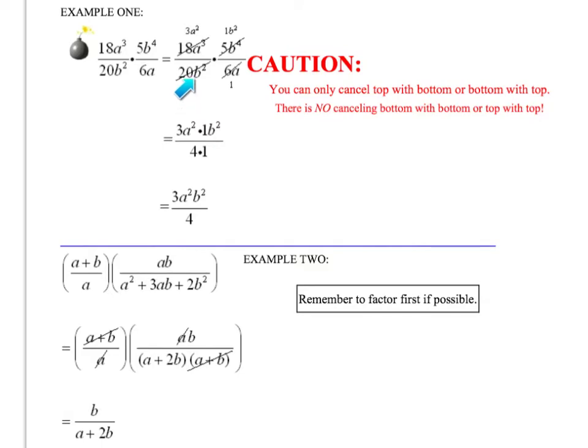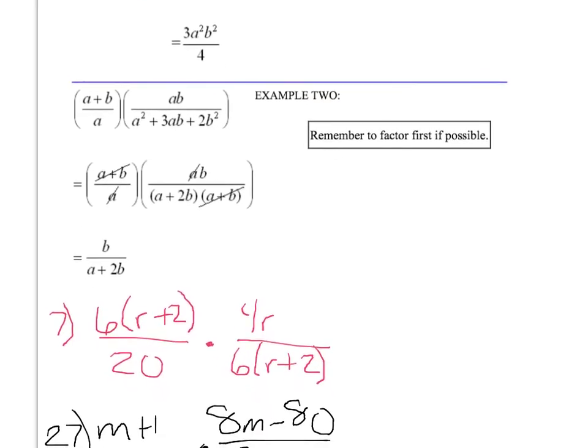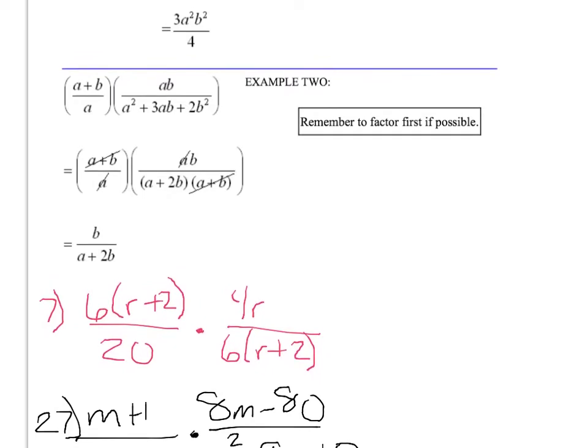For the b's, you have 2 b's in the denominator, can cross off with 2 of them in the numerator, but you are left with a b squared. And then you can see on the next line, they just wrote what they had left, and then they multiplied across. And that's their final answer. Nothing else reduces. Now for the second example, they're going to factor first.